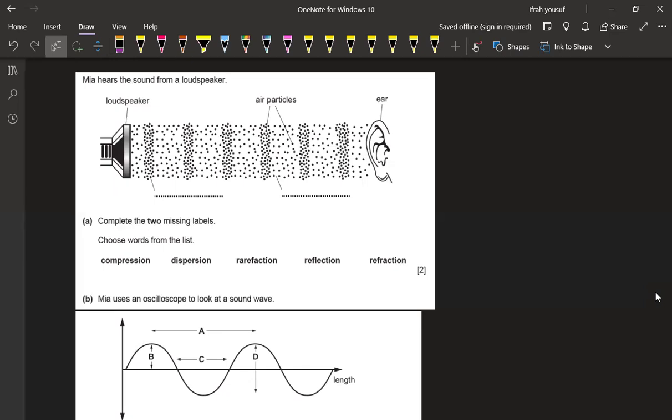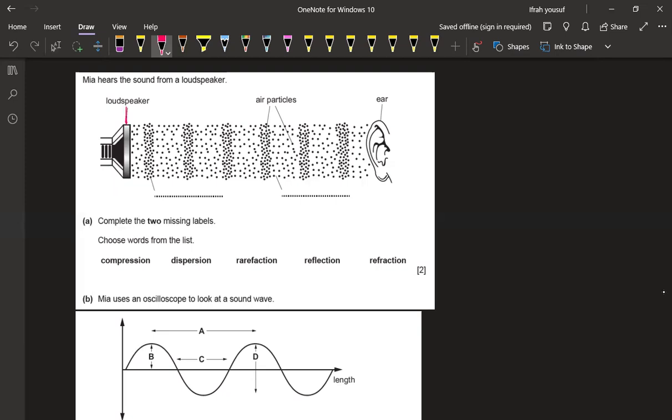We are going to apply the concept of sound waves and the vibration of the medium particles. Okay, so Maya, here's the sound from a loudspeaker. You can see here's the loudspeaker. ठीक है, ये आपका loudspeaker आ गया है. And here the particles are closer. So, which region is this where the particles are closer?